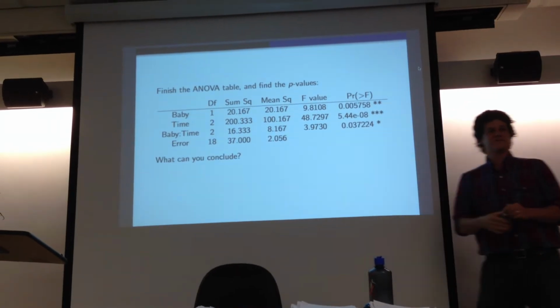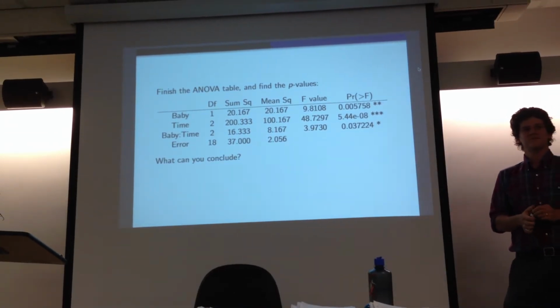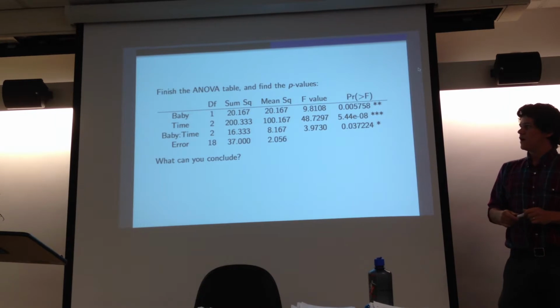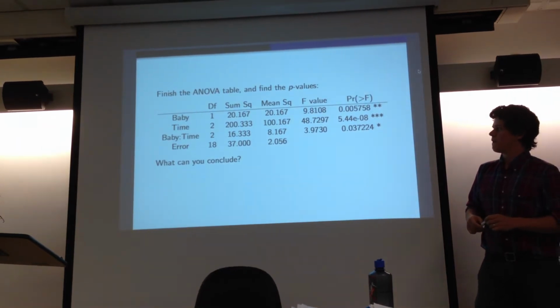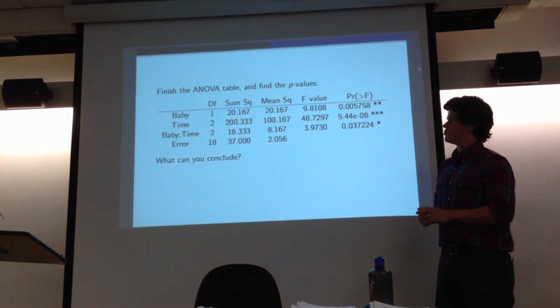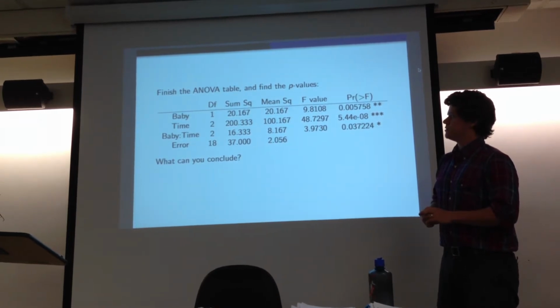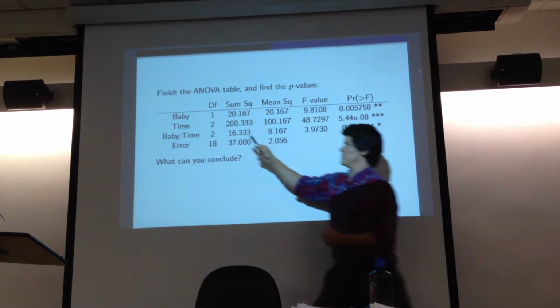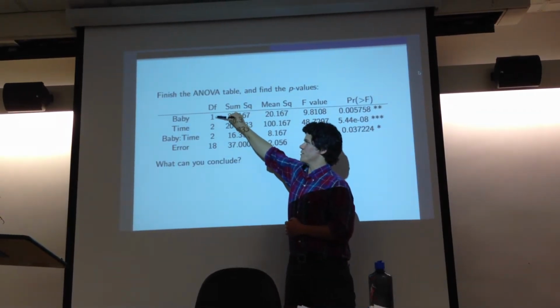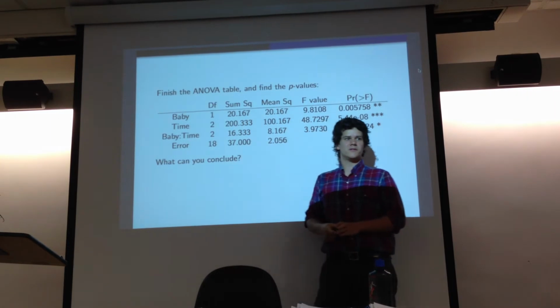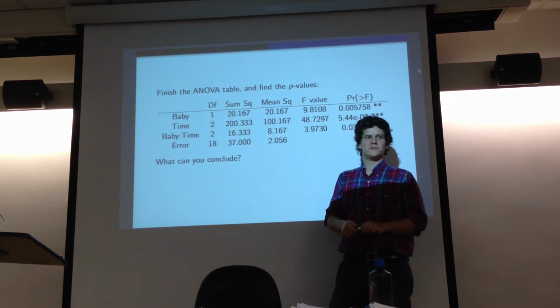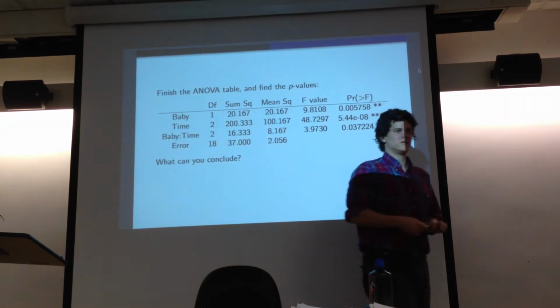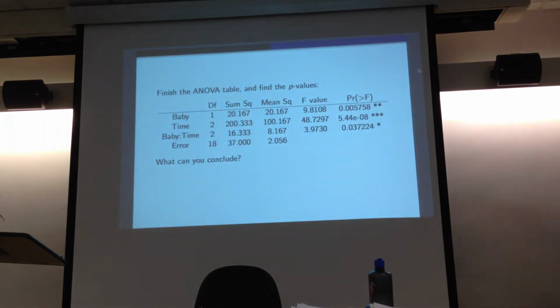Yeah, question? How do you get the degrees of freedom for the interaction? Let's see, I think it's just 1 times 2, right? You can just do degrees of freedom for this one times degrees of freedom for this one. Right. Is that an equation? Yeah, you can look at it in the slides if you want the written out equation. Or just use that.